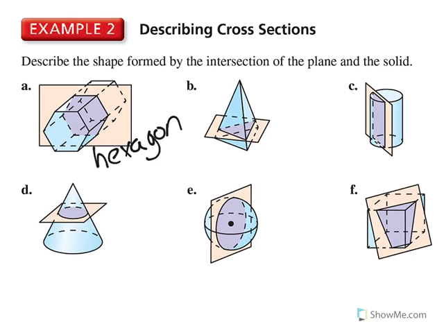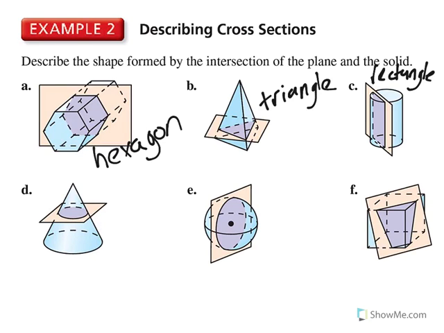For the second one, B, again, look at just the intersection. And so the intersection is that kind of purplish area. And so this one makes a triangle. For C, we have a cylinder, and we have, again, a plane that we're just cutting through right there up and down. And so when we cut through that part, it actually makes a rectangle.